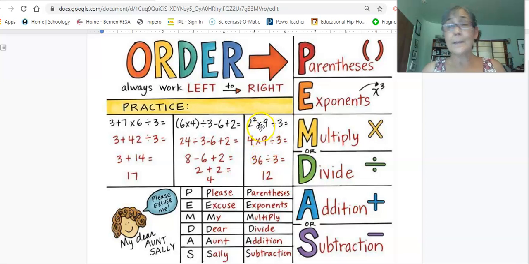And this last one has exponents. Like I said, we're not doing that today, but you should know it for next time. So 2 to the second power means you're going to multiply 2 by itself twice. So it would be 2 times 2.